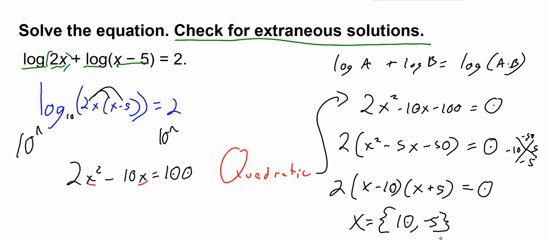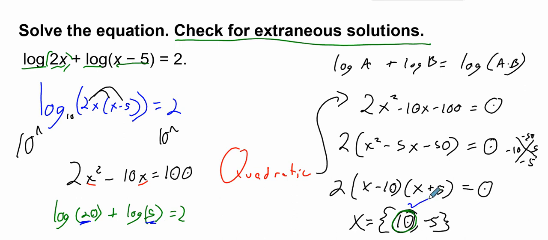But I've got to check for extraneous solutions. So if I take these values and plug them back into my original equation, if I plug in 10, I'm going to get log of 20 plus log of 5 equals 2. Okay, that's all right because notice I don't have negative numbers here. So this is a solution.